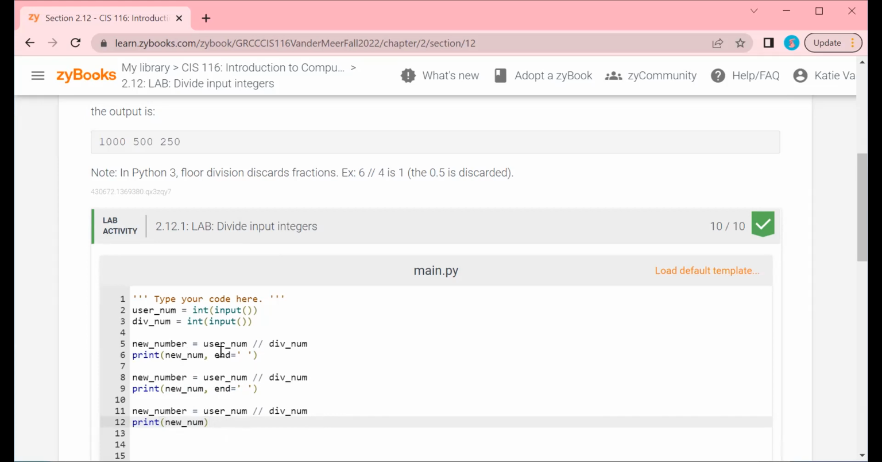Now, what I've done different here so far than what I had. Remember what I had, I can share the screen, but what I had was just using user num and not a new variable called new number. Whoops, new number. That would create another error.